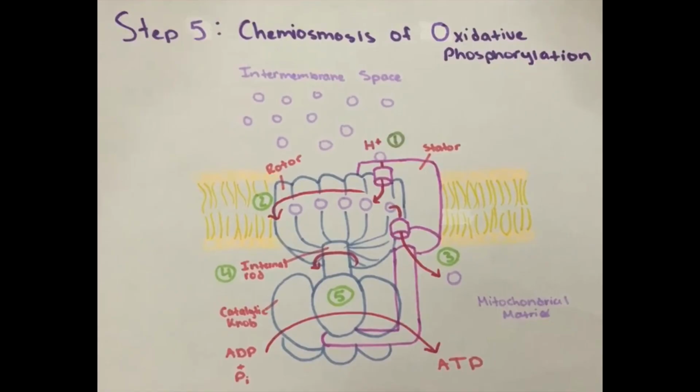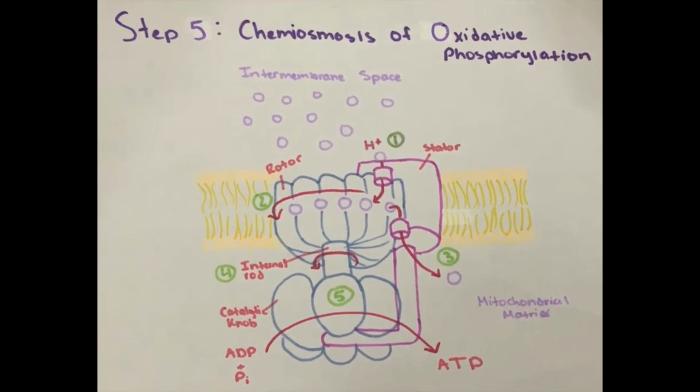Now for the steps. The first step is that H+ ions flowing down their gradient enter a channel in a stator, which is anchored in the membrane. Next, H+ ions enter binding sites within a rotor, changing the shape of each subunit so that the rotor spins within the membrane. Next, each H+ ion makes one complete turn before leaving the rotor and passing through the second channel in the stator into the mitochondrial matrix.